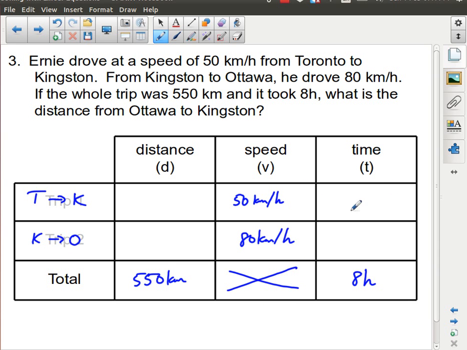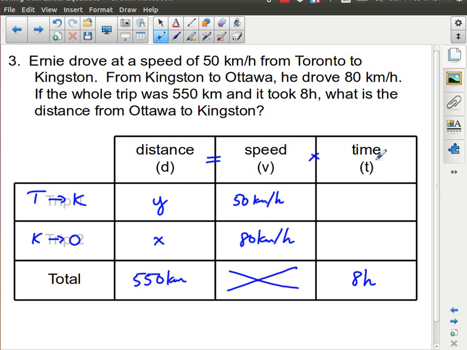So now we can start to work in terms of distances or in terms of time. Now it's up to you. Since the question wants to know the distance from Ottawa to Kingston, if you write these out as dVt, just remember the letters in that direction, distance equals speed times time. So the headings, if you've written it out correctly, get written out in the same way as the equation. So the distance from Ottawa to Kingston is what we want to know. That's the same as the distance from Kingston to Ottawa. So that's what we want to know. I'm going to call that one x. I'm going to call this one y.